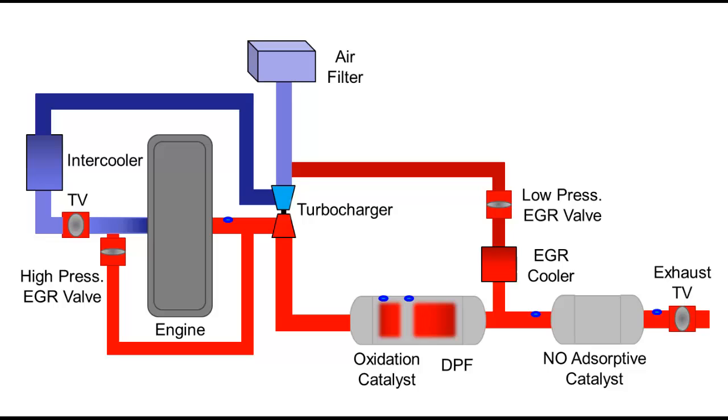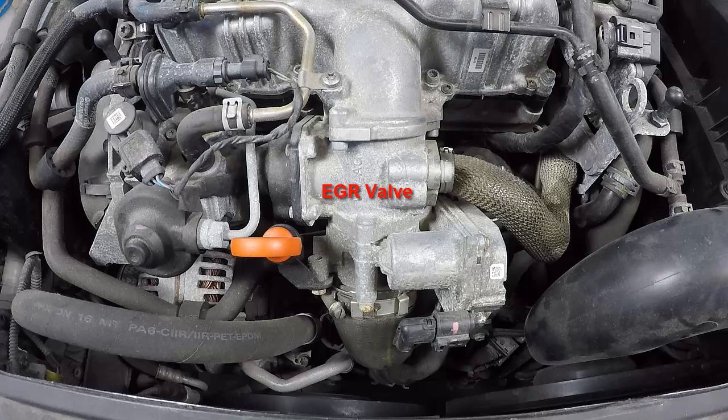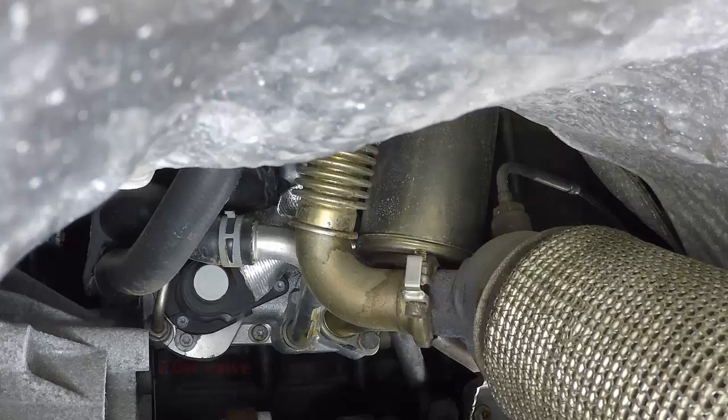DTC coverage is available for the EGR valves and sensors. Also, plugging of the system could cause insufficient flow DTCs. Failure of a valve or sensor will cause EGR to be inhibited. This is the high-pressure EGR valve at the front of the engine. This is the low-pressure EGR valve at the rear of the engine.